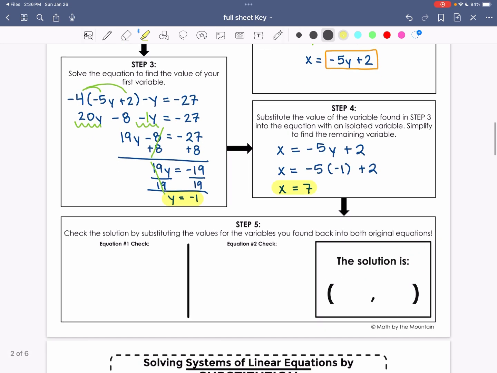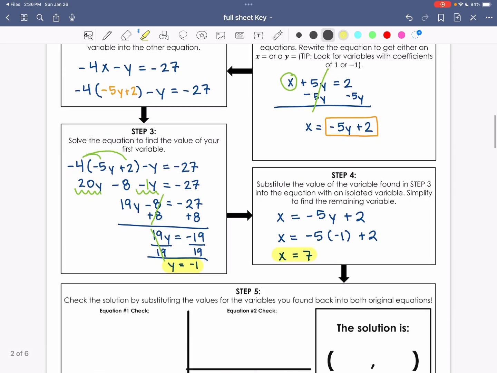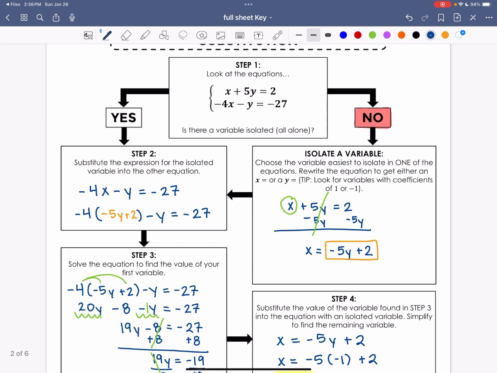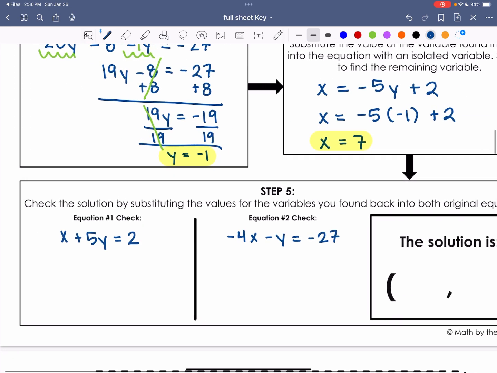So I am going to find both of these original two equations. So the first original equation is x plus 5y equals 2. And then the second original equation is negative 4x take away y equals negative 27. And everywhere we see an x, we are going to use 7. Everywhere we see y, we are going to use negative 1. And then we will just ensure that when we substitute this, we are left with a true statement, since we know solutions are values, or in this case, an ordered pair of values that makes the equation true.